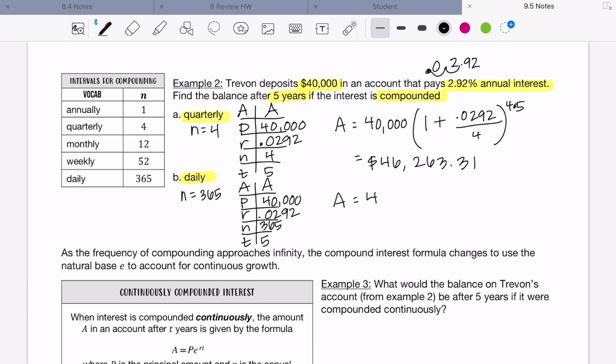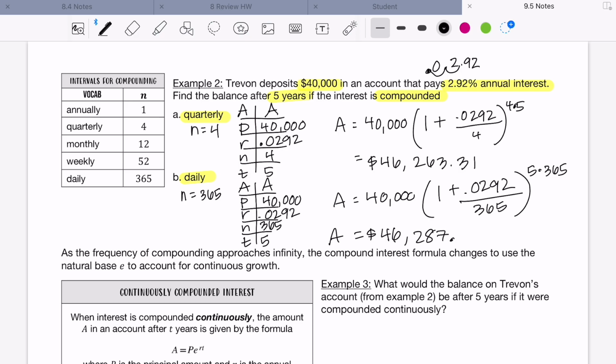So we're going to set this up. Really, the only difference is that this is 365, and that's 5 times 365. So when we do all that math, we get that it's going to be $46,287.58. So it's not really that much of a difference, but compounding it daily means that you're earning interest on your interest, so you will earn more money the more times that you compound it, as long as everything else is the same.